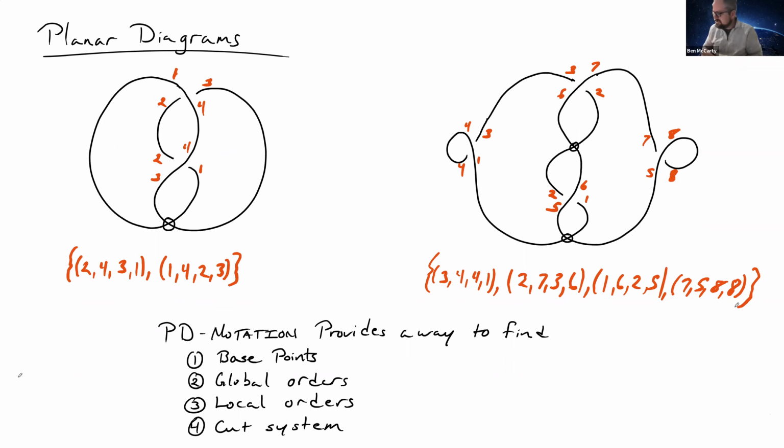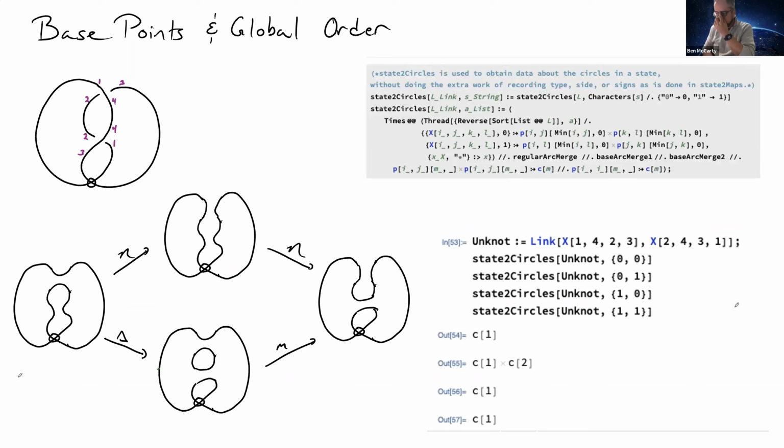So let's start with the base points in the global orders. We'll talk a little bit about the code here, but let's think about how we're going to do the smoothings and how we're going to get the base points in the order.